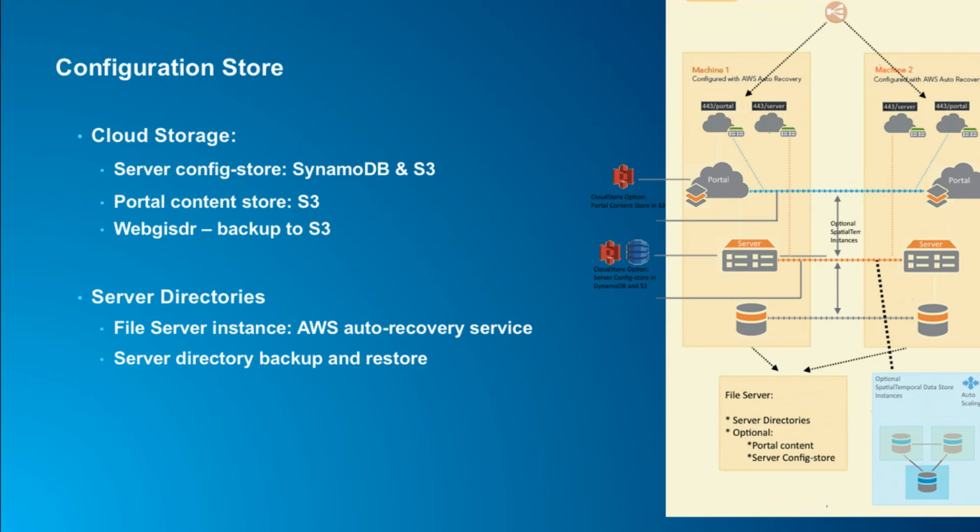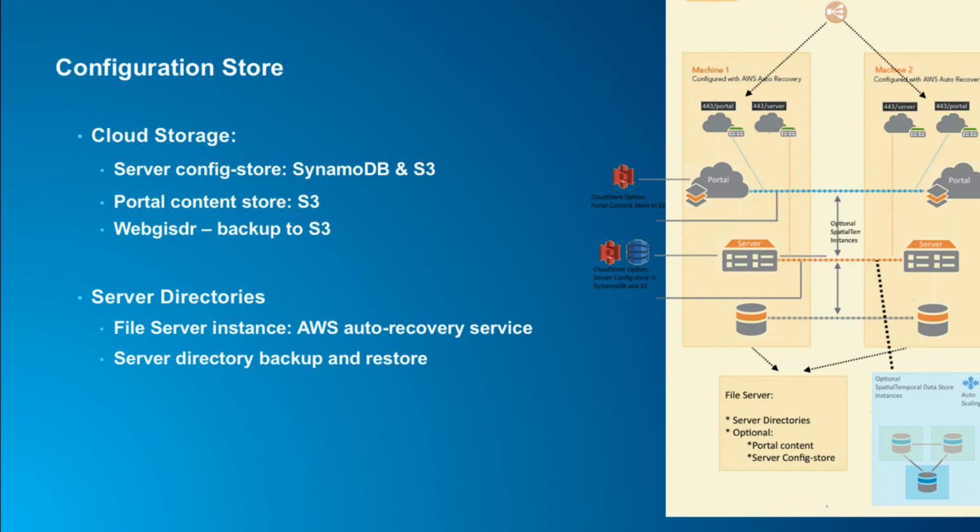Another thing you're probably familiar with is our WebGIS DR. WebGIS DR is a tool that you can use to back up all the content in your ArcGIS Enterprise deployment: your security, your users, your services, everything you published. When we run WebGIS DR in Amazon, we also make the backup to S3. So you have everything in the cloud, and when you do the backup, all your configurations are in the cloud.